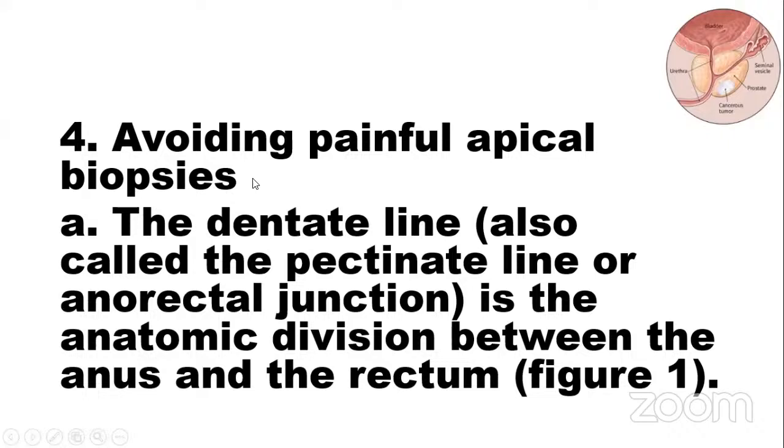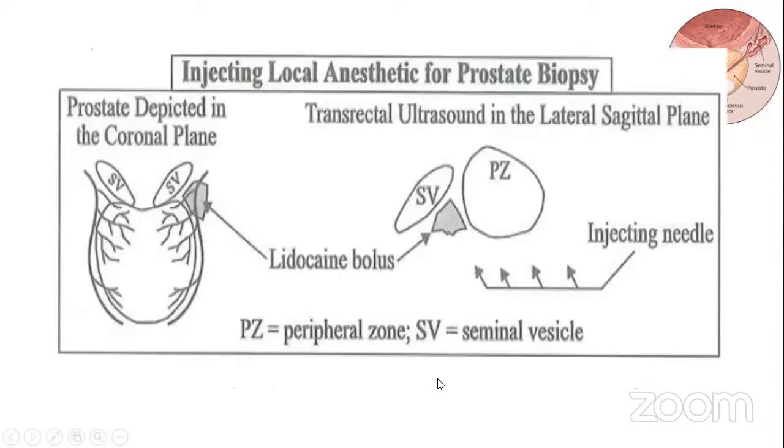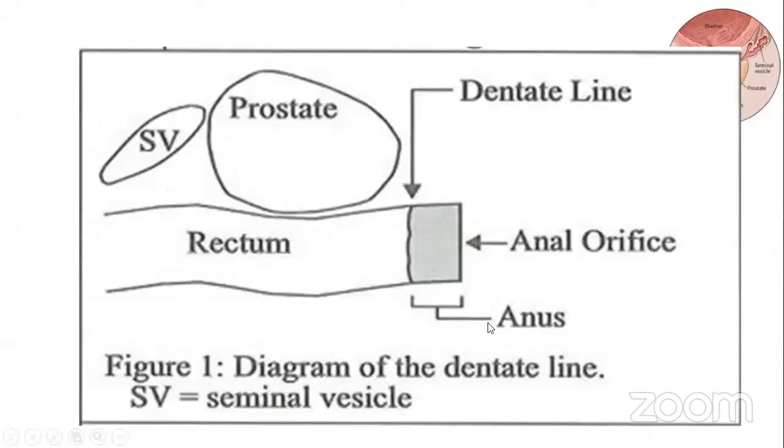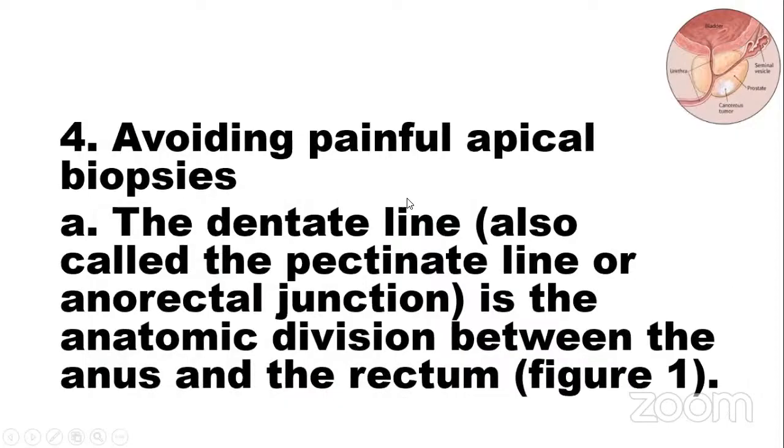Avoiding painful apical biopsies. The dentate line, also called the pectineal line or anorectal junction, is an anatomic division between the anus and the rectum. As you see, this is the dentate line and this is the anal orifice outside. So the dentate line lies like this, known as the pectineal line. It is near to the apex of the prostate.